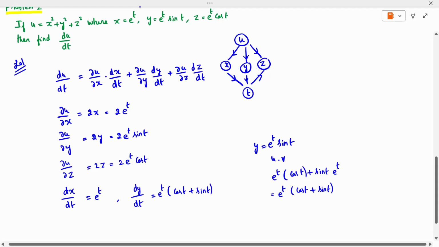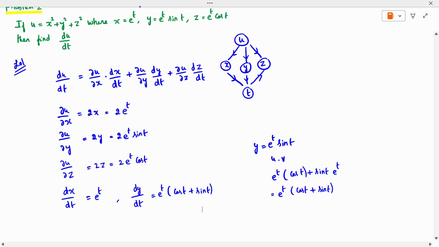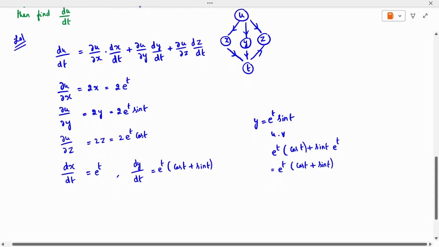Same way, dz by dt. What is our z? z has been given to be e to the power t into cos t. So when I differentiate, e to the power t I am keeping as it is, and cos t differentiates to minus sin t, so it is e to the power t into minus sin t plus cos t. E to the power t when I differentiate is e to the power t.